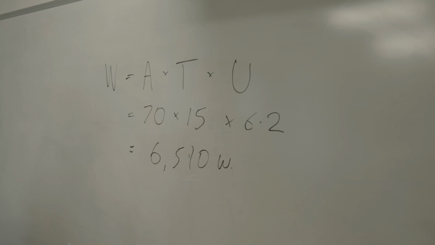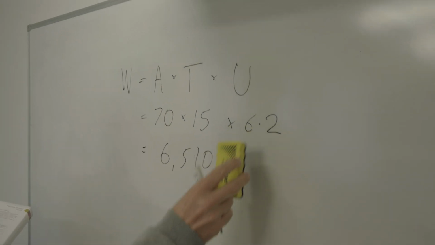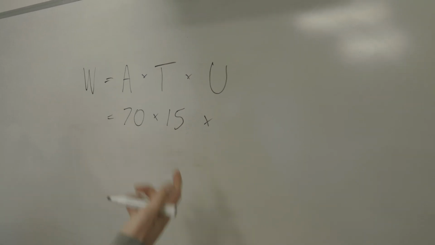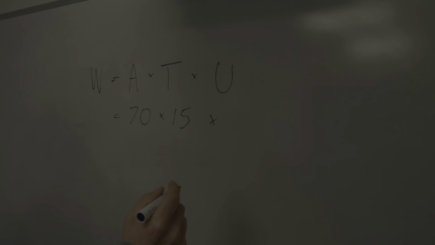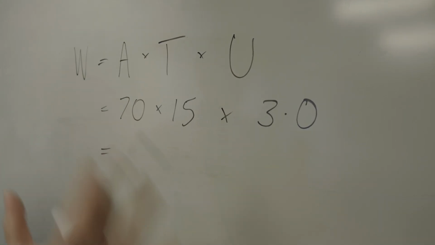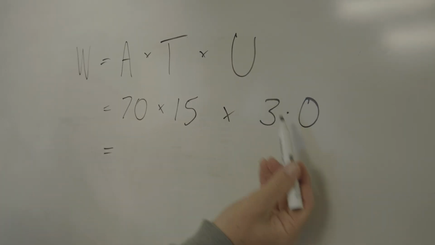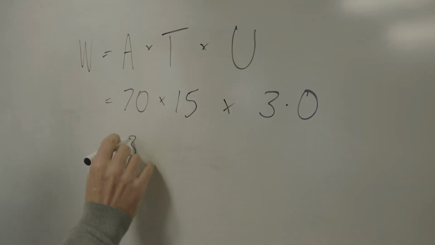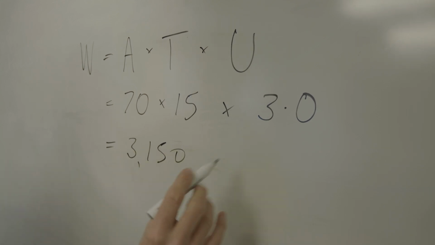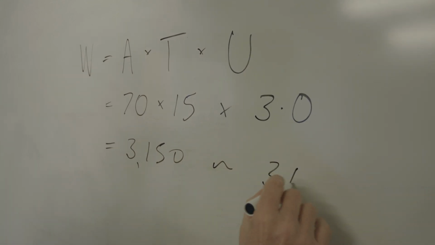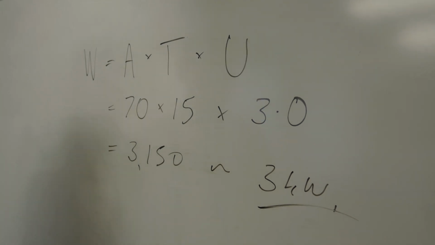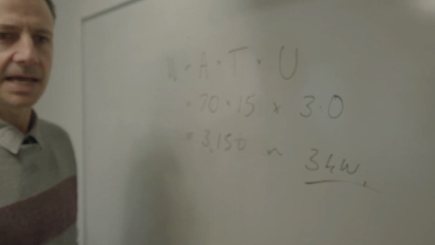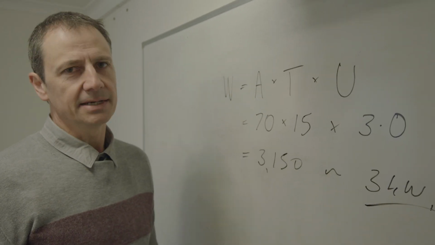So now let's look at what happens if we use better glass. So let's wipe that out and say, let's put double glazing in instead of single glazing. Okay, so if you got a much better glazing suite, double glazing with a U value of 3, 70 by 15 by 3 equals 3,150, or just over a 3 kilowatt heater. So you can imagine that's half the cost really of running a 6 kilowatt heater for the same glass in the same home. So that's a big energy saving.